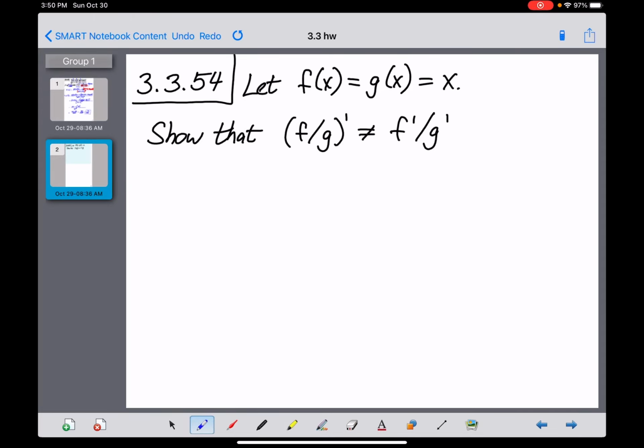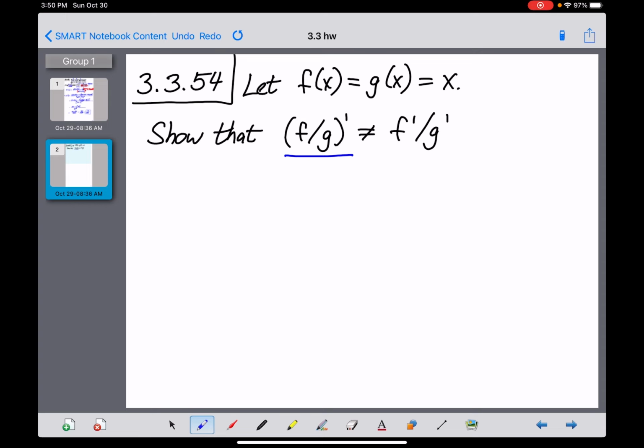All right, looking at number 54, they're trying to get you to understand why the quotient rule is necessary. They're trying to talk to you about the basic mistake that people want to make right here: that if you're trying to take the derivative of a division expression, f divided by g, you can't simply take the derivative of the top divided by the derivative of the bottom. So let's talk about why that is. So this left side, let me underline this in blue here, guys.